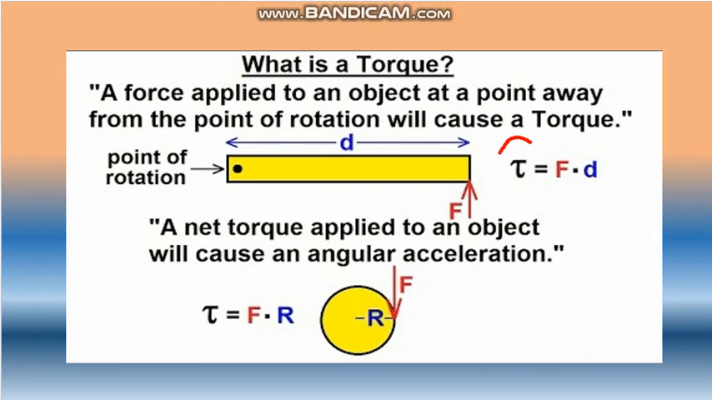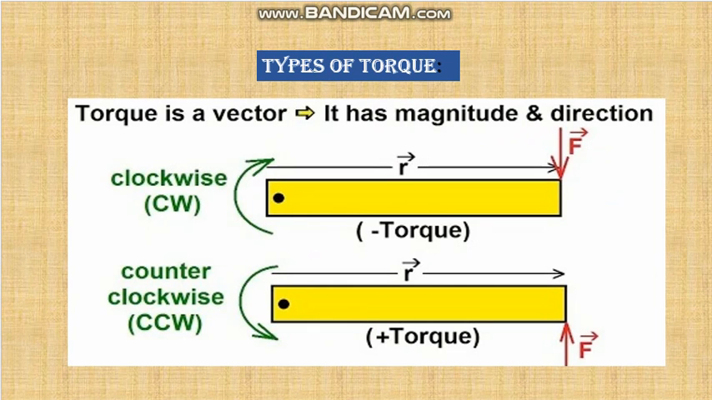Tau is the symbol of torque. F is denoted by force and d is denoted by displacement. A net torque means the total torque applied to an object will cause an angular acceleration. Student, torque is a vector quantity and it has magnitude and direction.